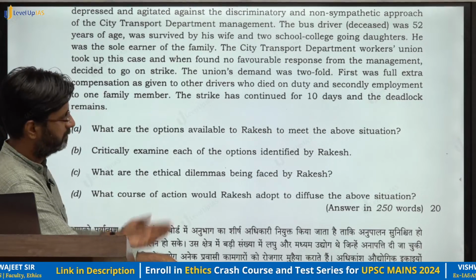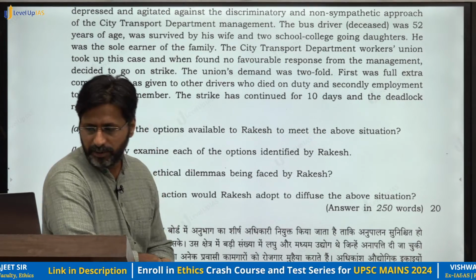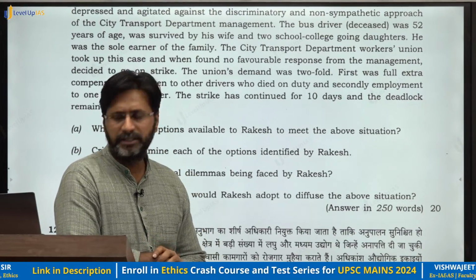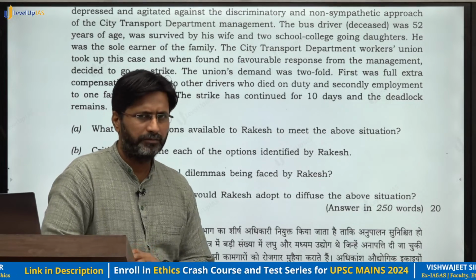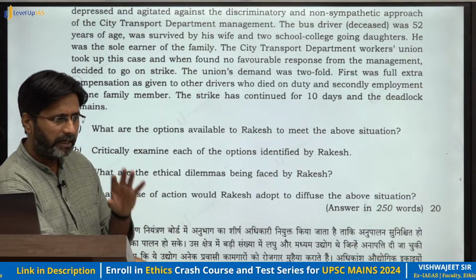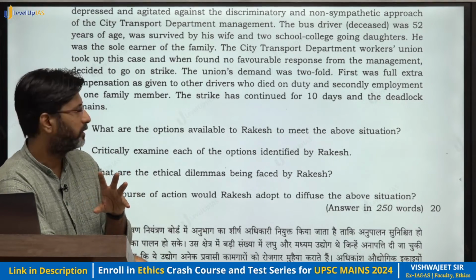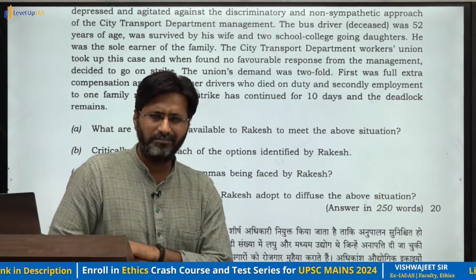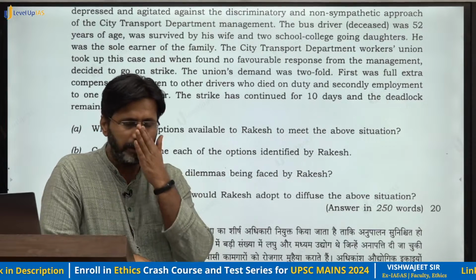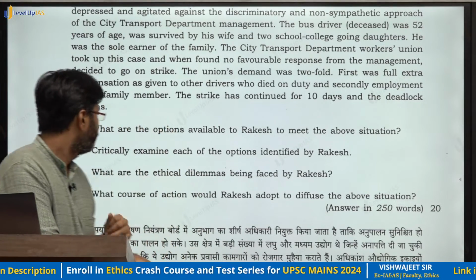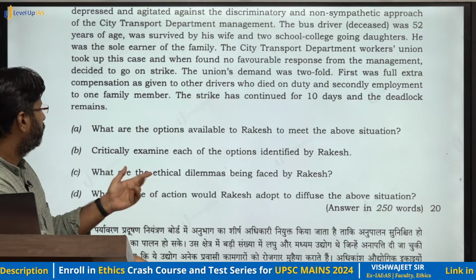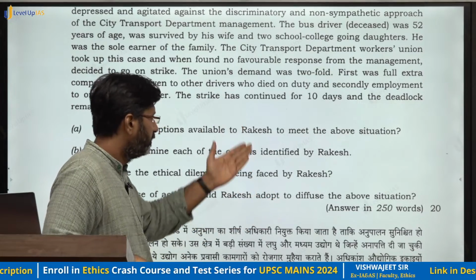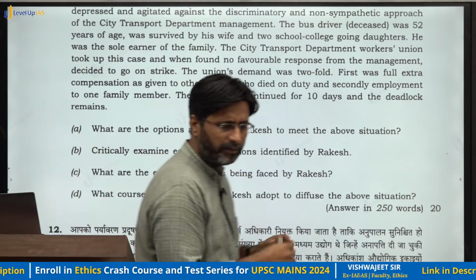What are the ethical dilemmas? The most important ethical dilemma is about the wife and the children, that is family. The economic hardship the family is going to face because of this death. So that compassion aspect is going to actually bother you. The dilemma is whether you go along with the procedure or you go with the compassion. This procedure versus compassion has always been a classic of UPSC. Okay. What are the ethical dilemmas, and what are the courses of action Rakesh would adopt to diffuse the situation? Then putting all together, then one by one you tell the steps.